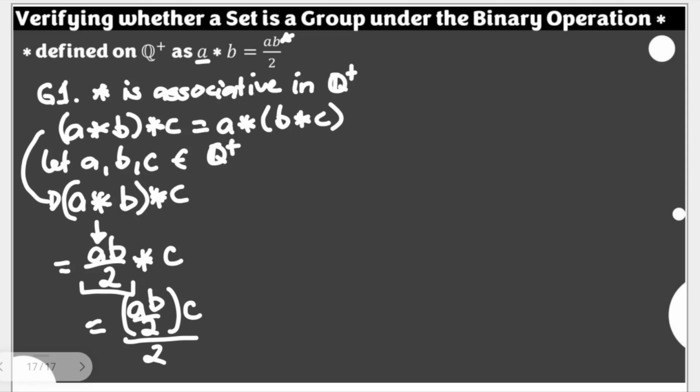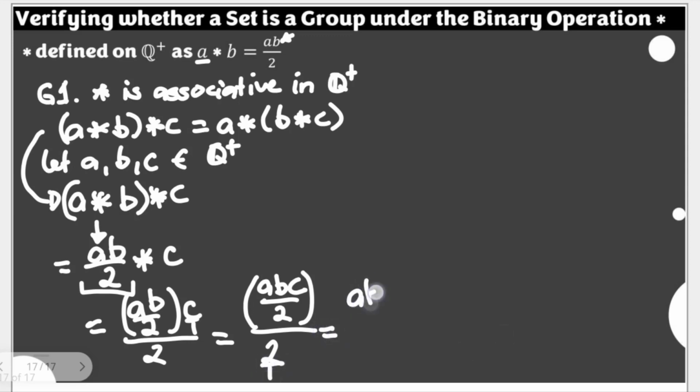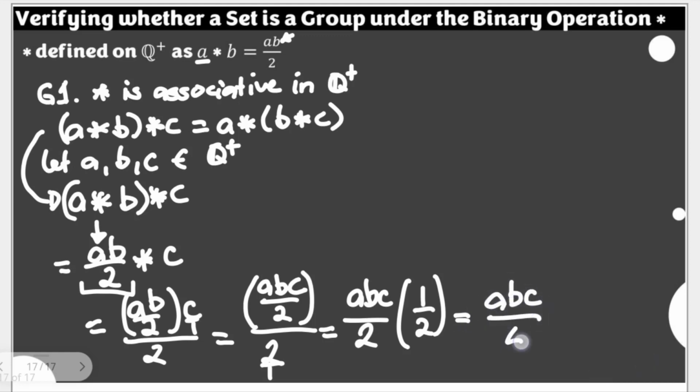So with that, we are going to simplify this. Of course, the c can be written as c over 1, so you will have your numerator abc over 2 all over 2. Using the keep change flip method, because we know this is 2 over 1, we have abc over 2 times 1/2. This would mean that our left hand side is abc over 4.